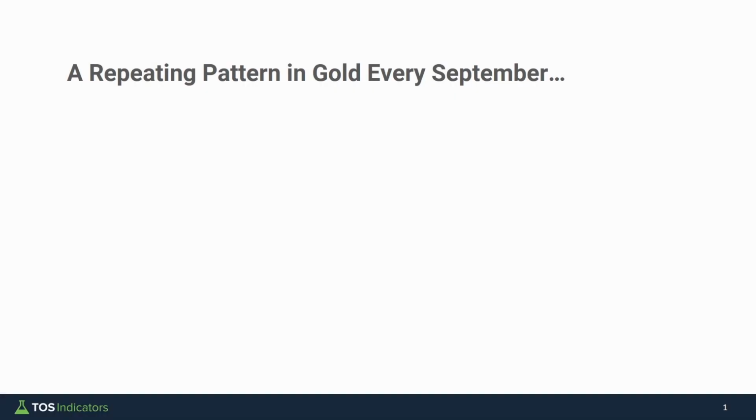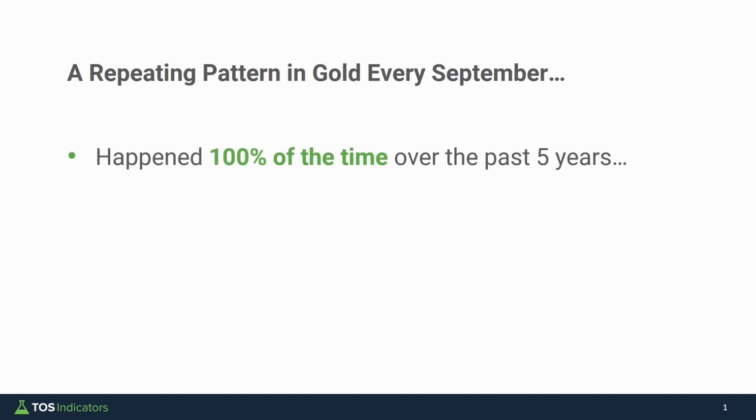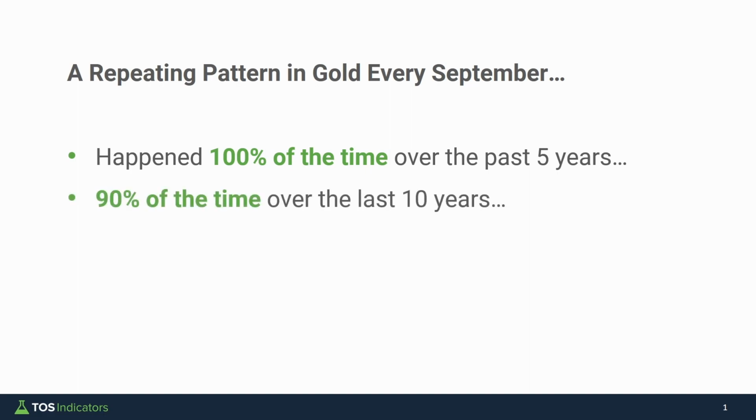In today's video, I'm going to share with you a pattern that caught my eye recently. It's a repeating pattern inside of gold, and I was looking at gold futures when I stumbled across this. It's occurred 100% of the time over the past 5 years, 90% of the time when you look back 10 years, and almost 45% of the time when you look back 20 years. In today's video, we're going to break down not only what this pattern is, but how you can take advantage of it via day trades and swing trades.